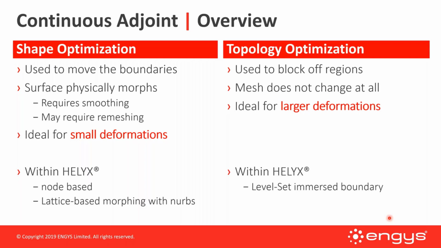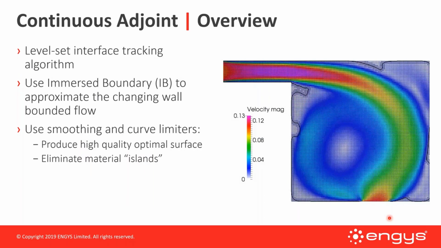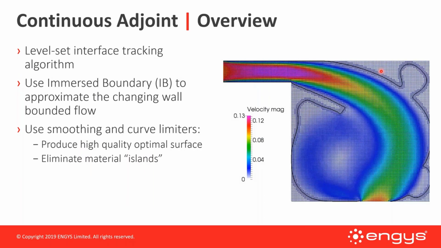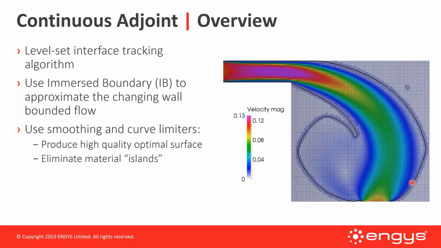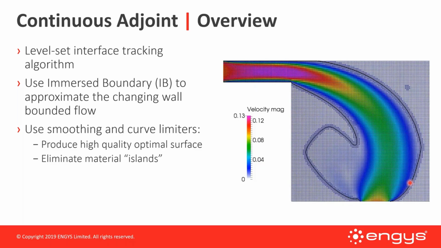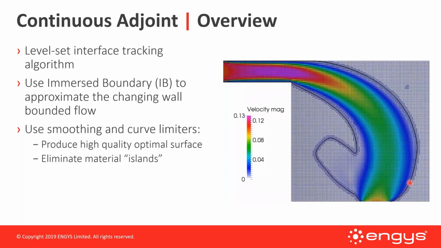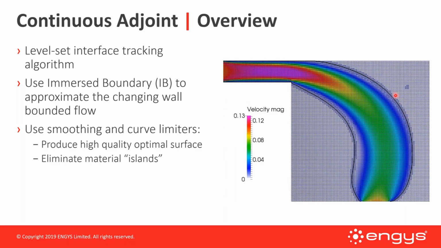And within HELYX, we use a level set immersed boundary to perform this type of optimization. So when I say level set, it's an interface tracking algorithm. So right here, you can see this black line is the level set interface. And level set is the signed distance from a particular free surface. So at level set of 0, that is this black line right here. This isn't color coded, but we would be able to say if the sign was positive or negative, this is solid. And if the sign was opposite of this, then this would be fluid.